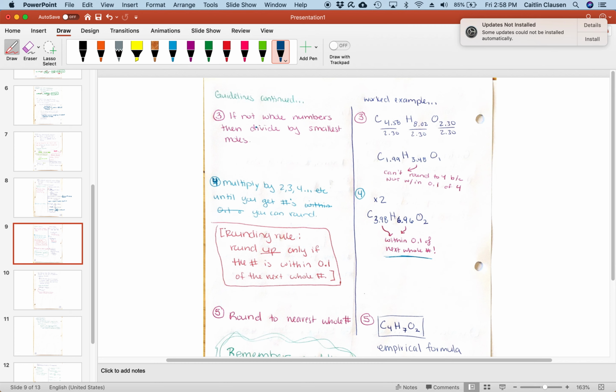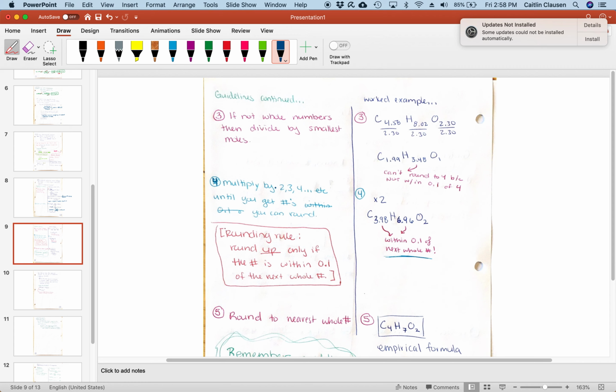If the moles that we calculated are not whole numbers, then we're going to divide by the smallest number of moles. Because remember, we're looking for that ratio, and we need ratios in whole numbers. Smallest number of moles was oxygen. Divide everything by 2.30. Oxygen's now a whole number, 1. Hydrogen becomes 3.48. Carbon becomes 1.99.